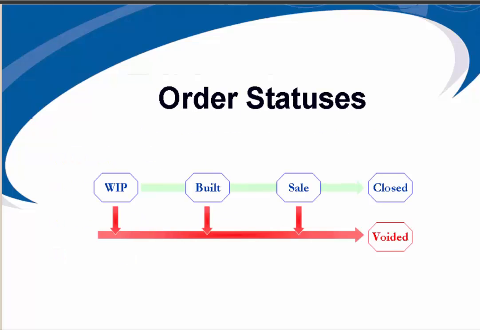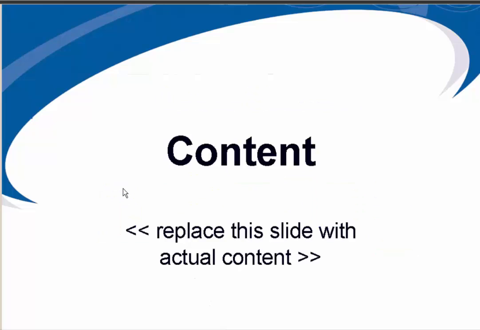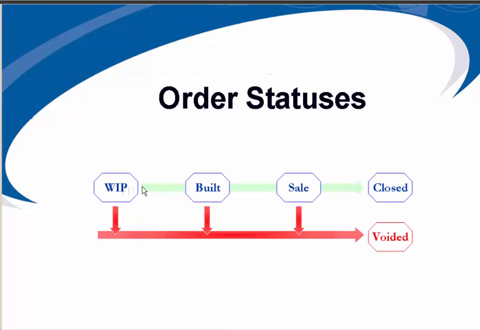I'd like to briefly look at what the statuses are, and in the normal flow of an order, we'll move from WIP, or work in progress, to built, to the sales status, and then to closed. But at any point along the way, we can void the order, which sends it straight into a voided status and closes out the order.